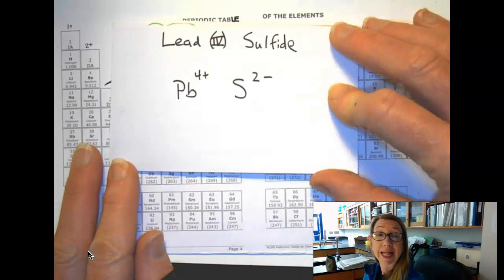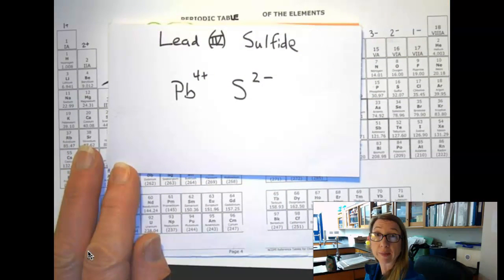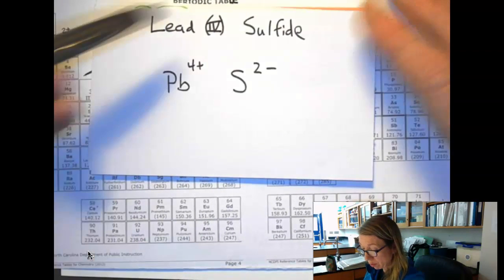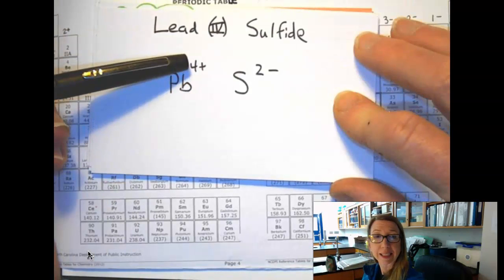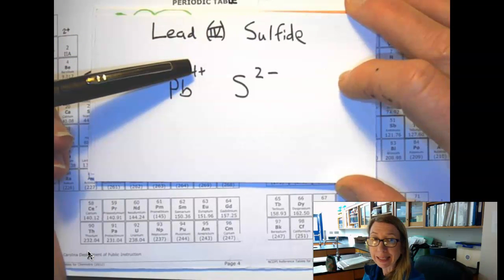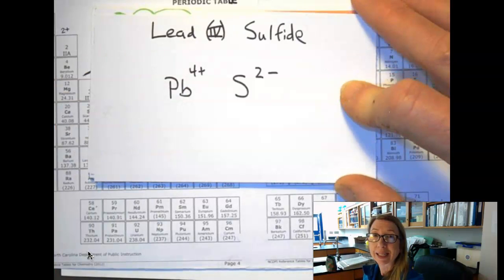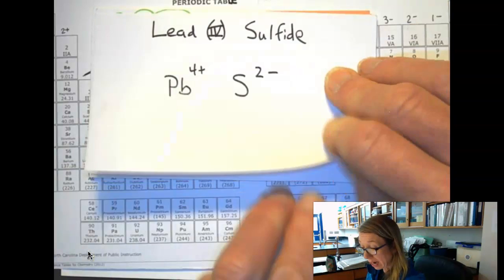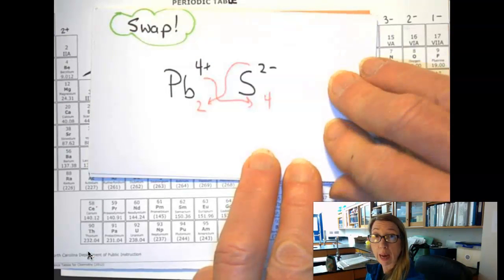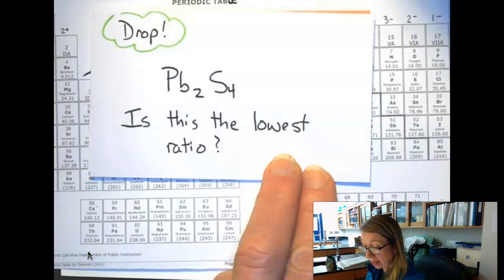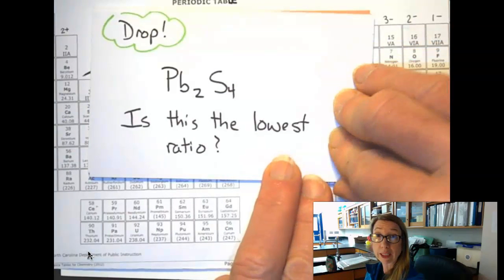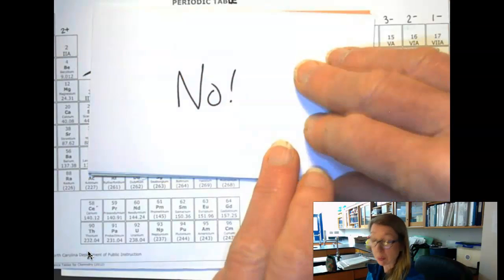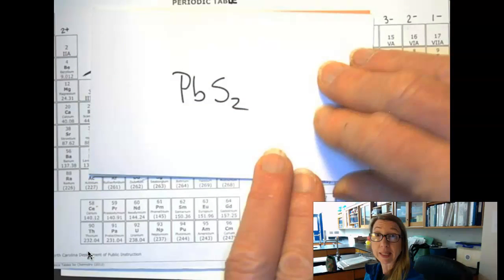Here's another example. Lead 2 sulfide, lead 4 sulfide, excuse me. So we have the Roman numeral 4, so that is the oxidation number. That doesn't tell us how many leads there are, that tells us how that lead combined. It's the oxidation number. So we write down both elements with their oxidation numbers. We do the swap, and then we do the drop, and then we check for the lowest ratio. Is this the lowest ratio? Doesn't look like it. Nope. We can reduce that to PbS2.